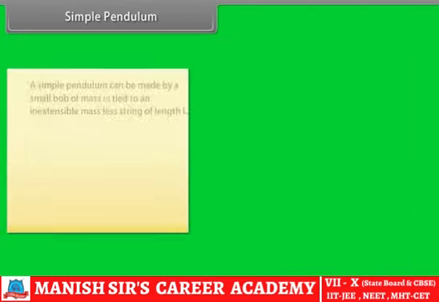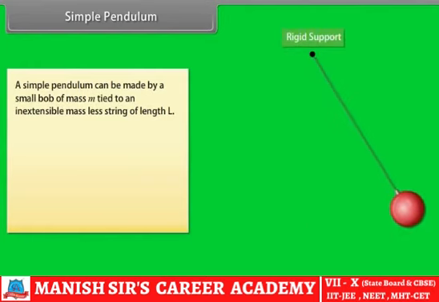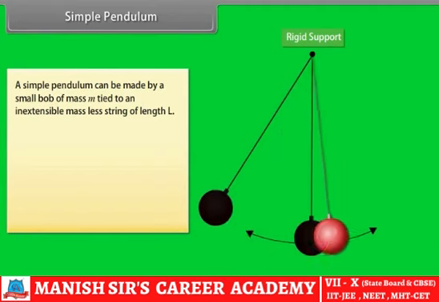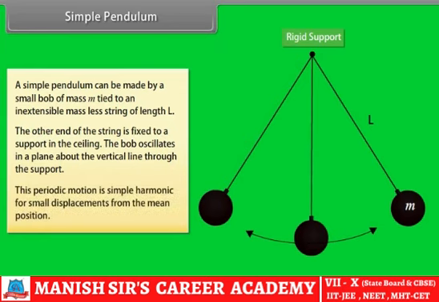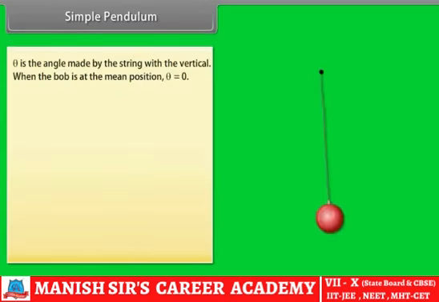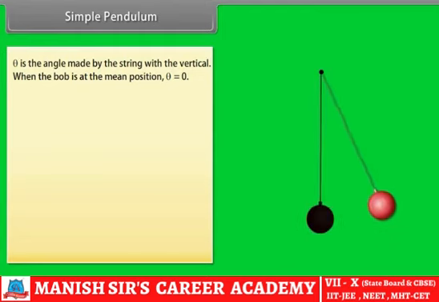Simple pendulum. A simple pendulum can be made by a small bob of mass m tied to an inextensible massless string of length L. The other end of the string is fixed to a support in the ceiling. The bob oscillates in a plane about the vertical line through the support. This periodic motion is simple harmonic for small displacements from the mean position. Theta is the angle made by the string with the vertical. When the bob is at the mean position, theta is equal to 0.